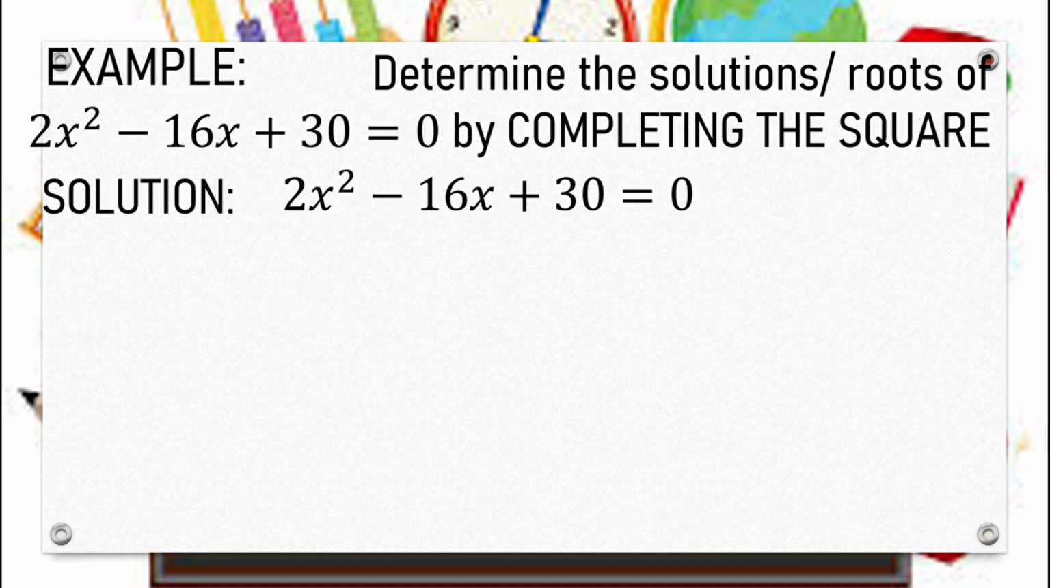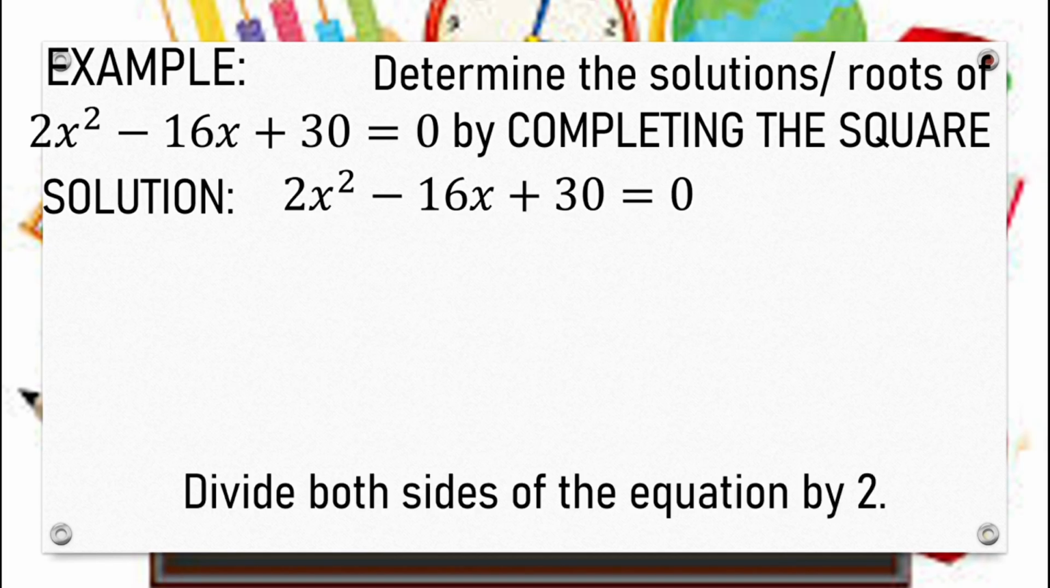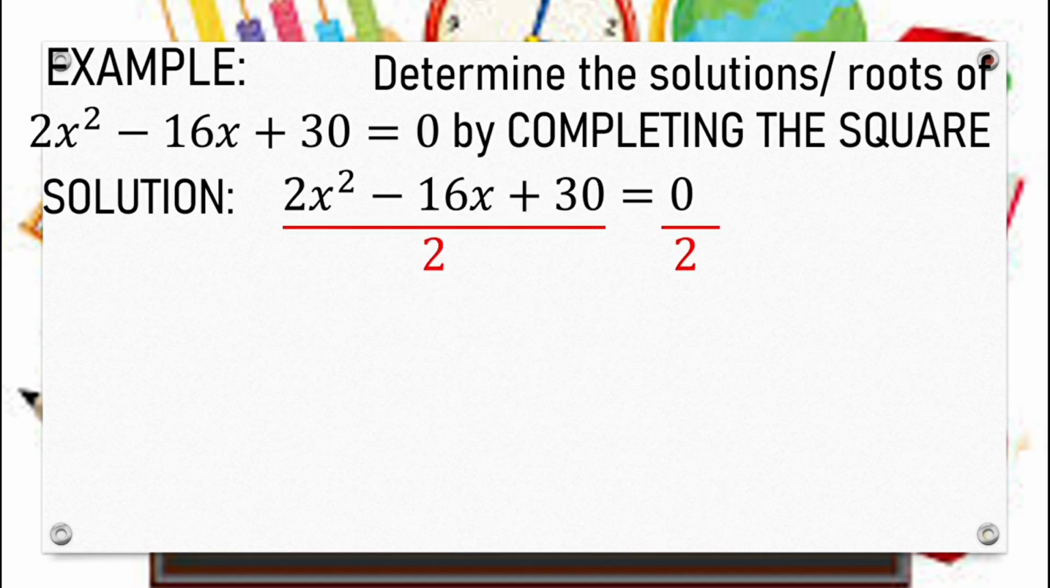In this case, we will apply first step in solving for the roots, and that is, we will divide both sides of the equation by a, and in this case, it is 2. As we divide this equation by 2, the simplified equation becomes x squared minus 8x plus 15 equals 0.